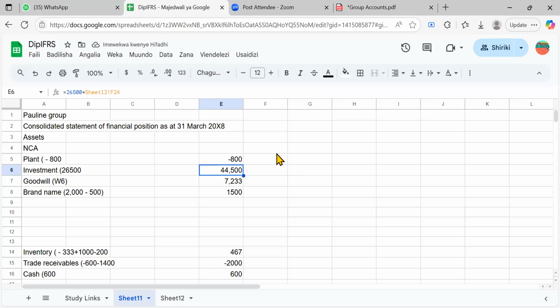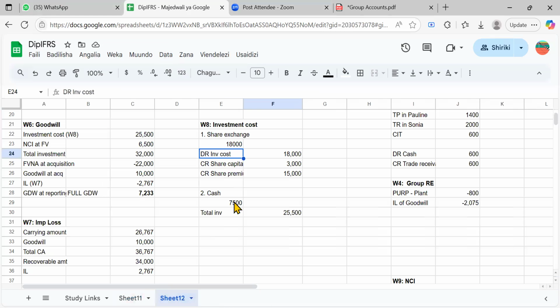And then we go to the other side of the double entry. What do we do? Credit share capital and share premium. Remember, this is the investment cost the parent pays. Whatever is done by the investor, by the parent, is not shared. It goes to the books of the parent. So don't even think of sharing it, or ask yourself whether this share capital belongs to Sonia or to Pauline. No, it usually goes to the parent because it is the parent that is paying.